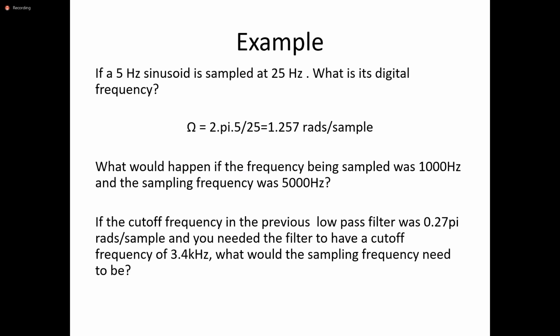So you should just have to divide 3,400 hertz by 0.27, and that will tell you what pi is. But your sampling frequency is 2 pi. Oh, okay. You're following? So it's 25.185 kilohertz.